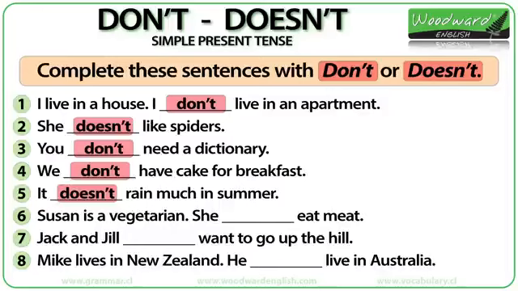Susan is a vegetarian. She doesn't eat meat. Jack and Jill don't want to go up the hill. Mike lives in New Zealand. He doesn't live in Australia.